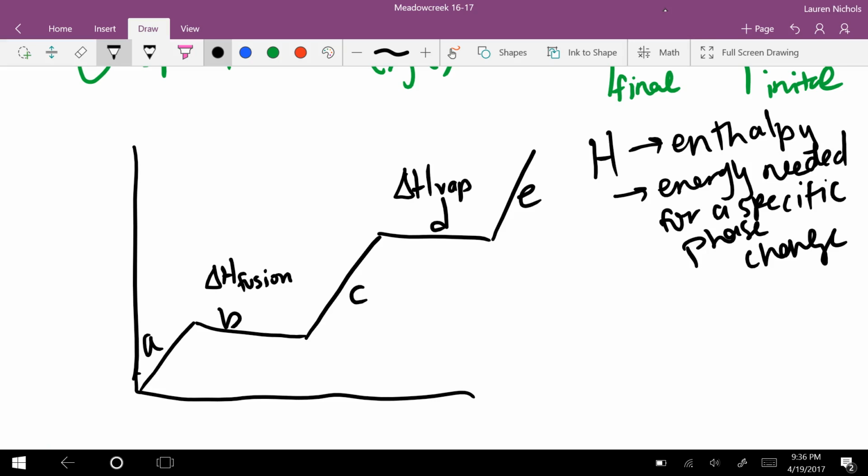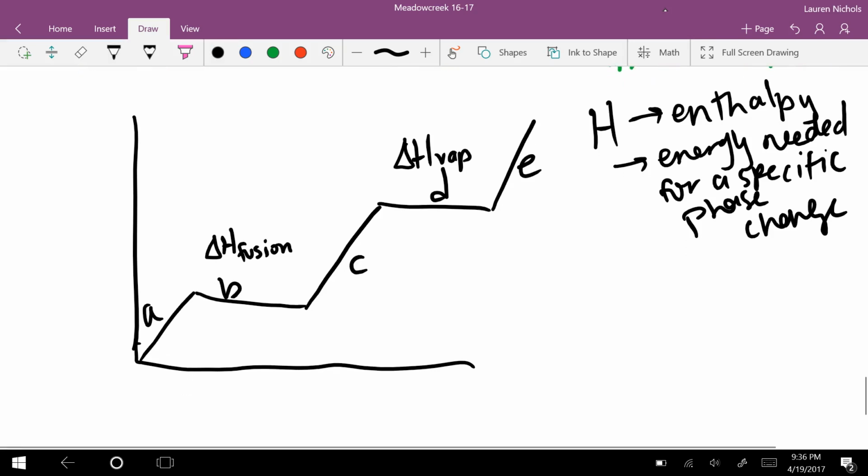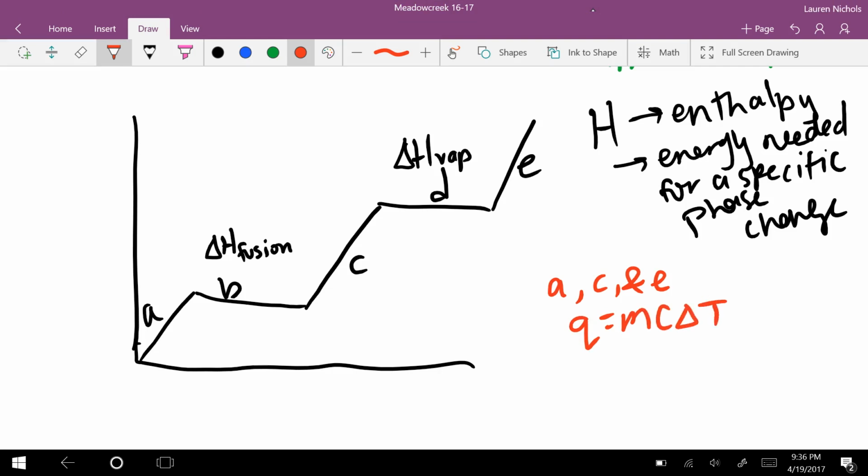But in segments A, C, and E, we don't really have a phase change going on, and so all of the energy is being used to increase the temperature. So we have two different formulas that we use. In segments A, C, and E, we use our Q equals mc delta T formula. And in segments B and D, we use Q equals m delta H.